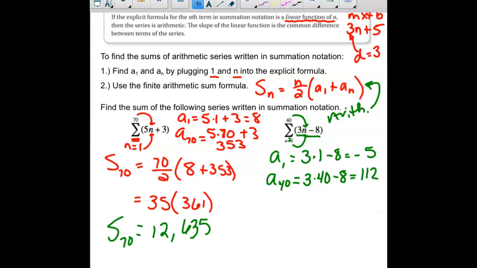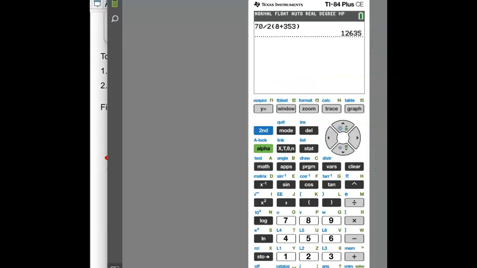So I want to find the sum of all 40 numbers. I take 40 divided by 2, and then I multiply by the sum of the first term, negative 5, plus the last term, 112. So again, if we grab our calculator, we have 40 divided by 2, which you could simplify to just be a 20, times negative 5 plus 112. And we get a total of 2,140.